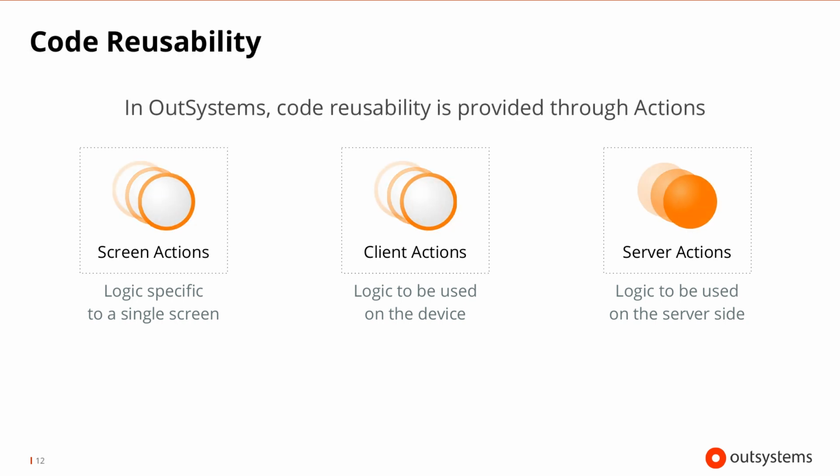When we talk about code reusability, we're actually talking about logical code reusability. This reusable logic is provided through actions. Code reusability enables developers to better maintain their code base and focus on smaller problems to solve, by defining smaller and reusable pieces of logic. In the end, this means that within an application, you will define several screen actions, client actions, and server actions.